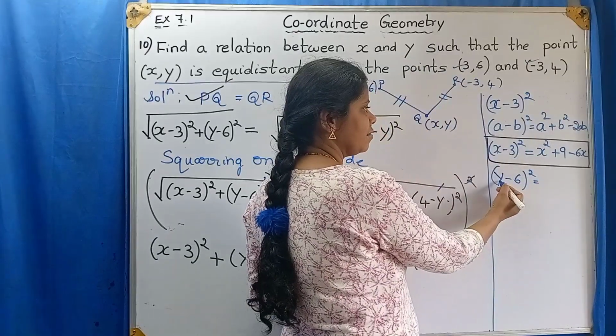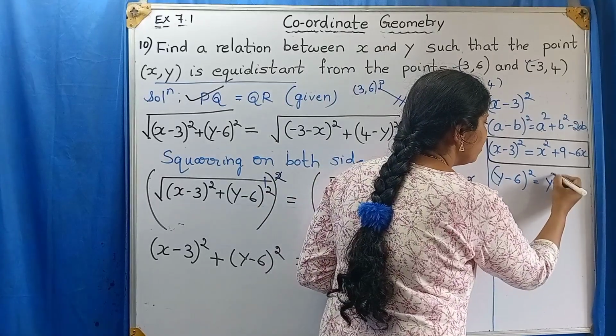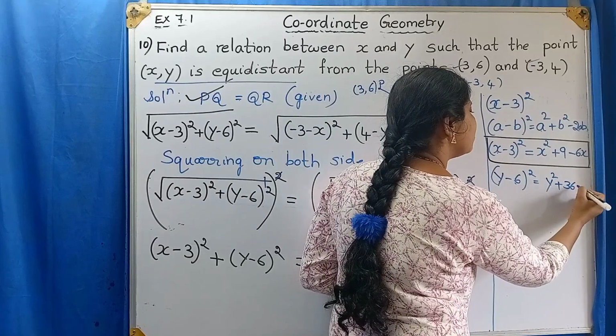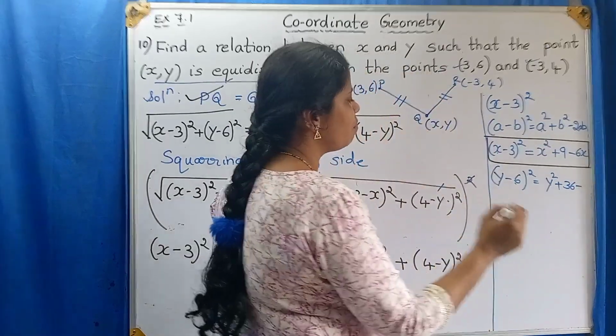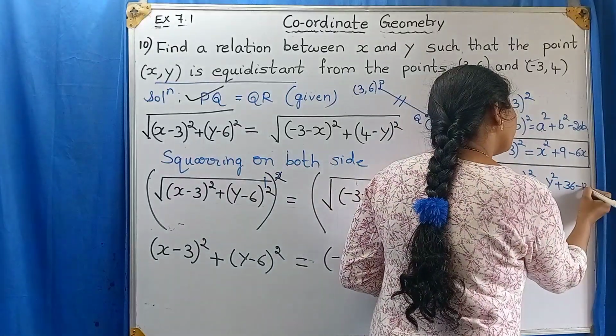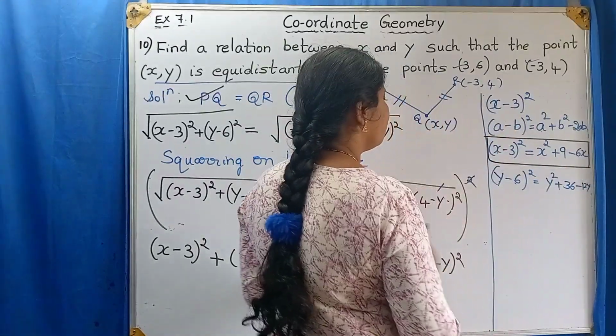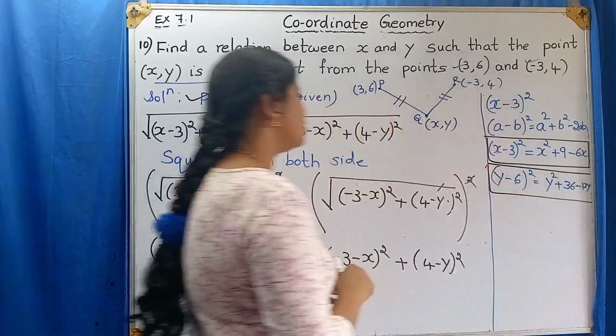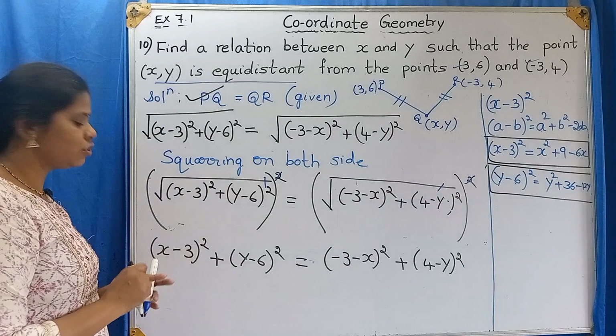Therefore, we can write it as a square means what? y square plus b square, that is 6 square, that is 36, minus 2 into a into b, that is 2 into y into 6, that is 12y. Okay. So, this y minus 6 the whole square, we can write it as y square plus 36 minus 12y.